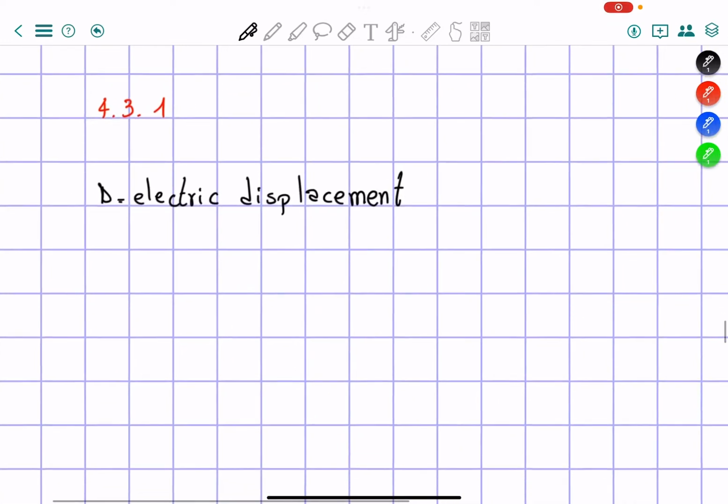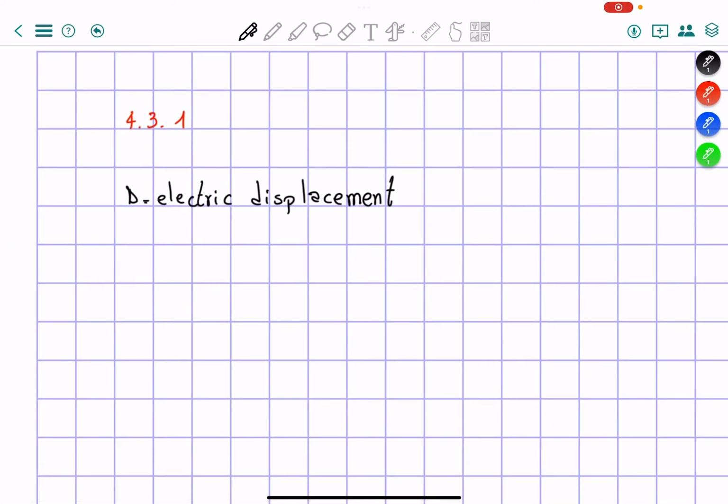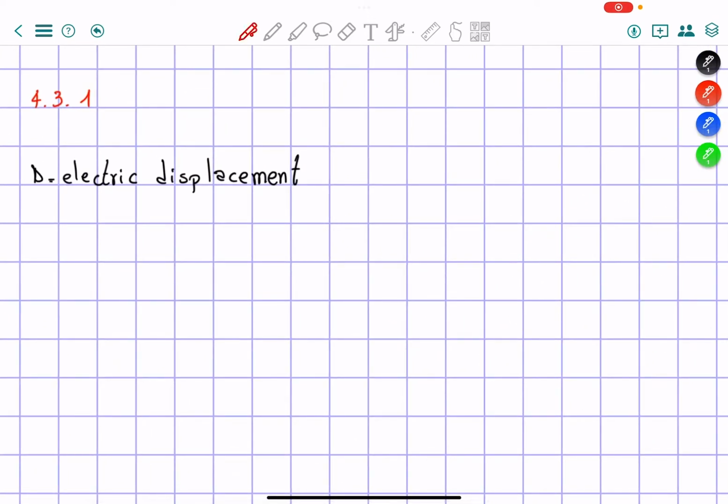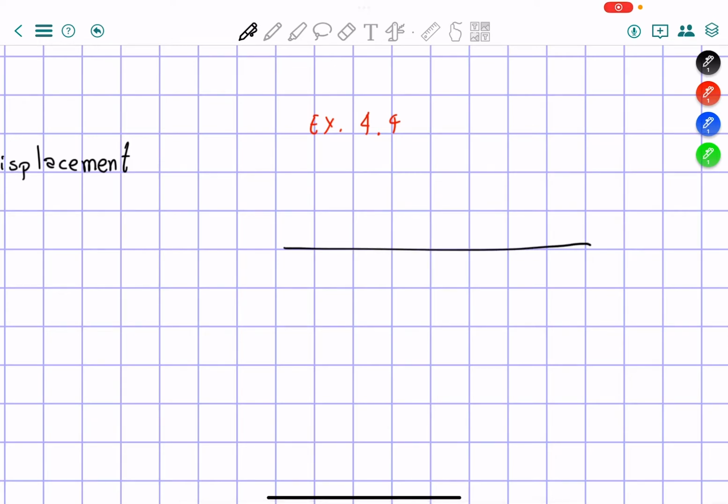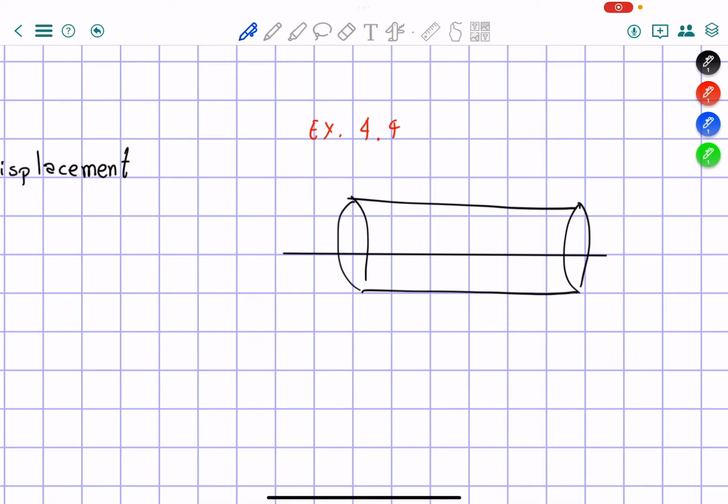For example, I want to use the example that is given by the book. Example 4.4, in which we have a wire surrounded by a dielectric, I guess that's what it's called. By rubber insulation. Okay, that's the better way of calling it. And we are calculating the electric field at a point in between. So let's say a point right here.